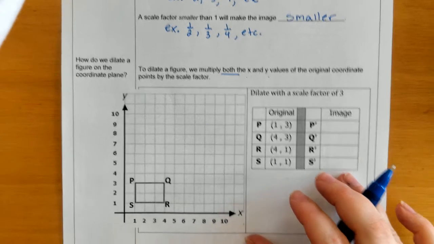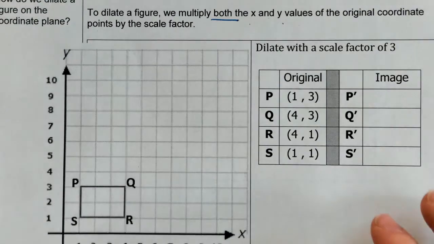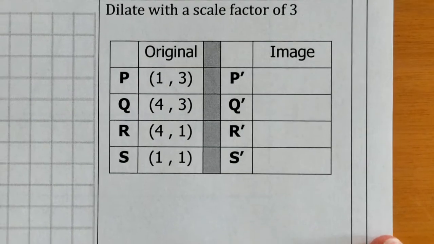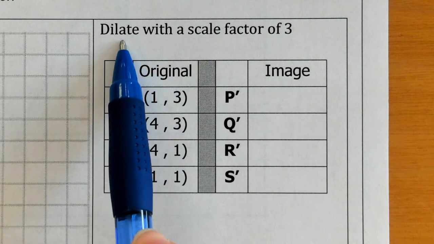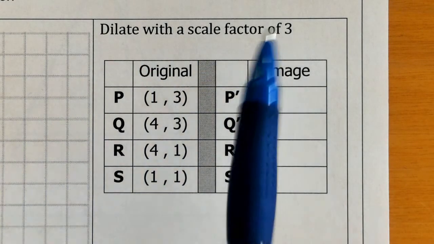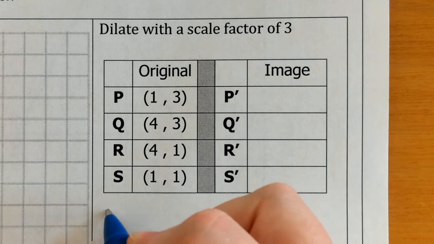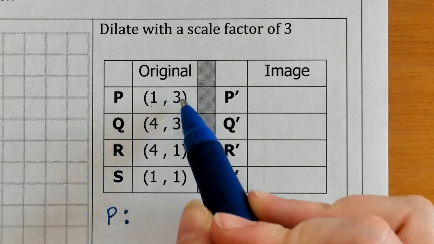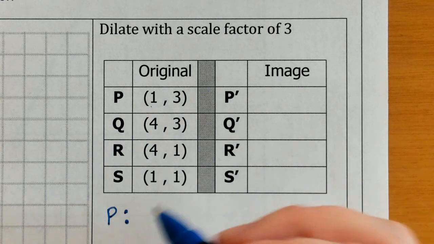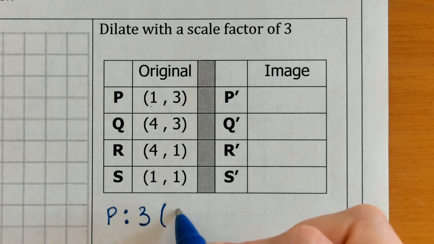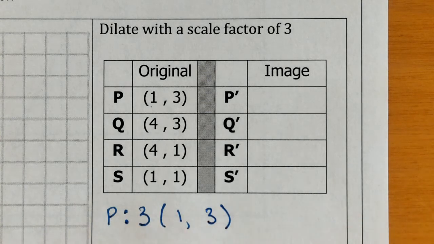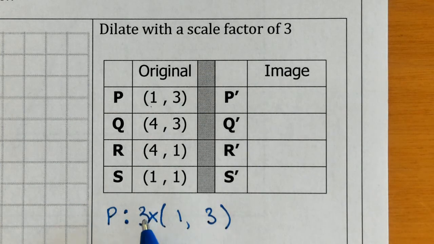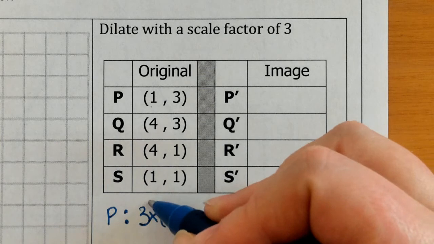So let's look at this first example. I'm just going to focus on the numbers for right now, so you won't see the picture. We're dilating this with a scale factor of 3. So what that means, and I'll do P down here for an example, is we are going to be multiplying both the x and the y value by 3. If you remember the distributive property, we can kind of think of it that way. We're going to take that coordinate point and multiply both of these by 3.